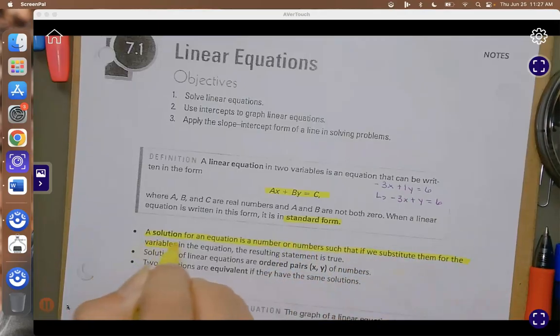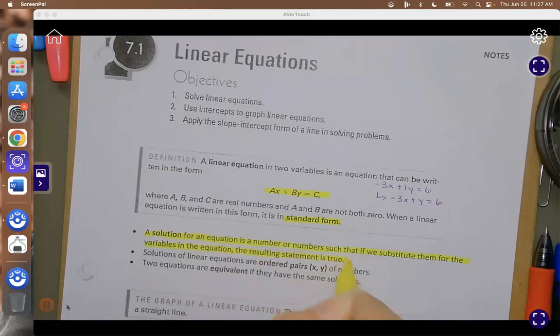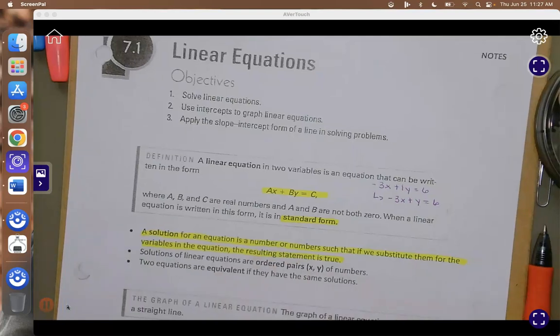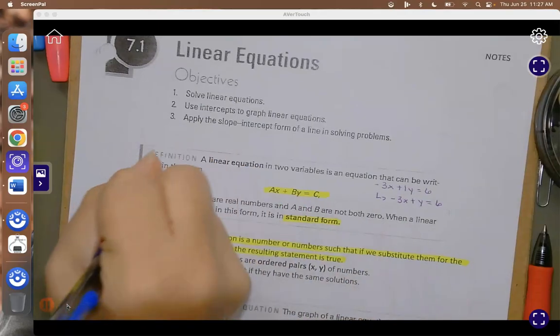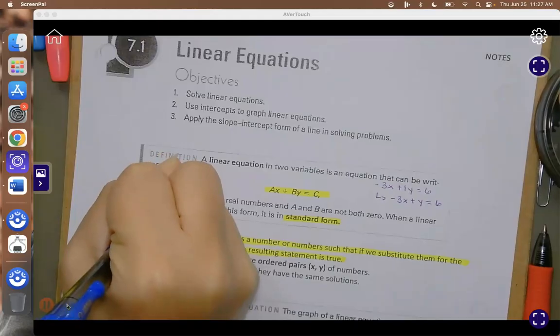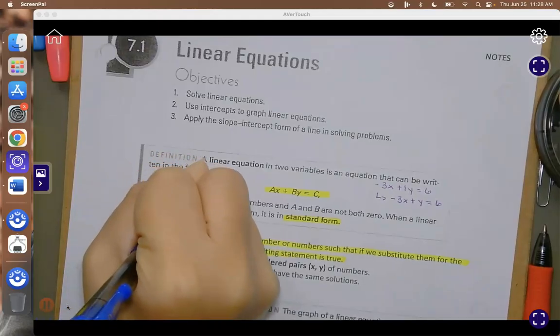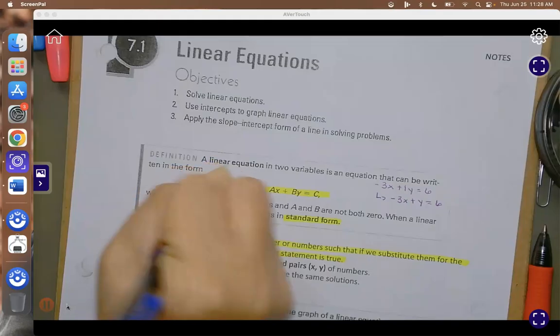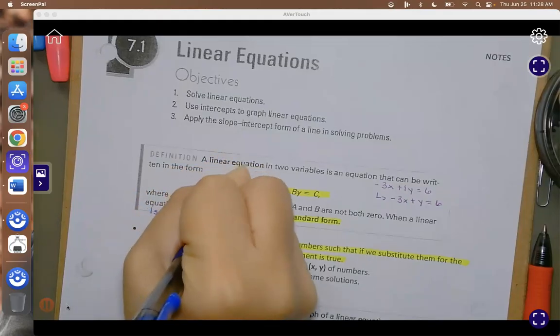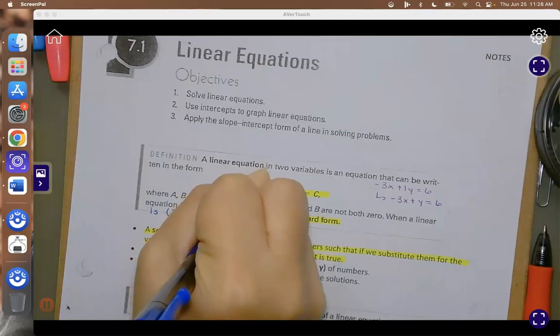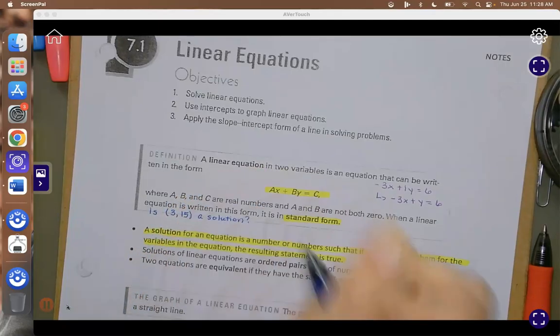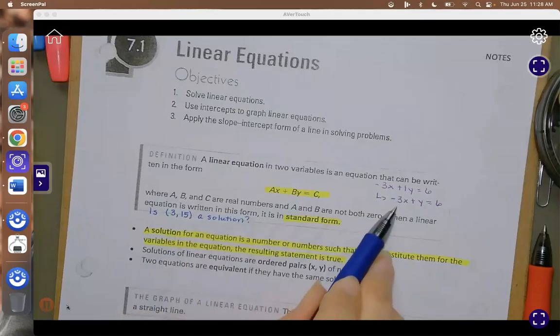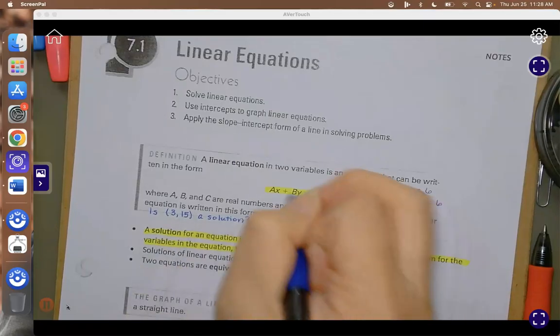Now, a solution for an equation is a number or numbers such that if we substitute them in for the variables in the equation, the resulting statement is true. So let's look at this equation, and we're going to ask ourselves, is (3, 15) a solution? That means we plug in 3 for x and 15 for y and see if this makes a true statement.